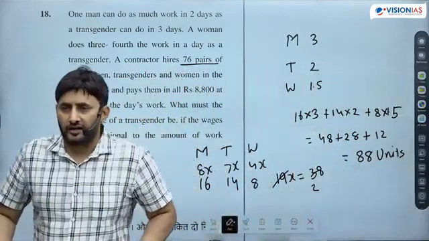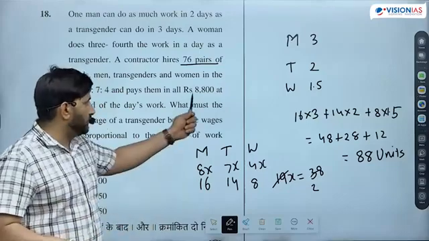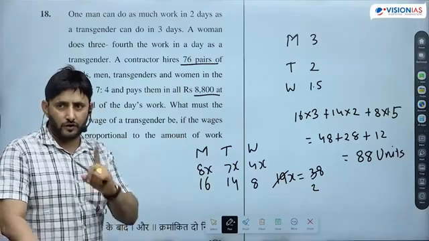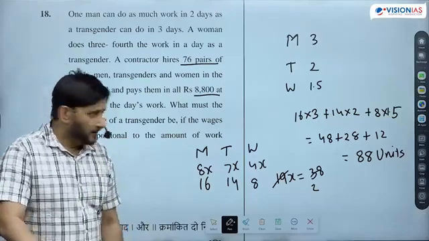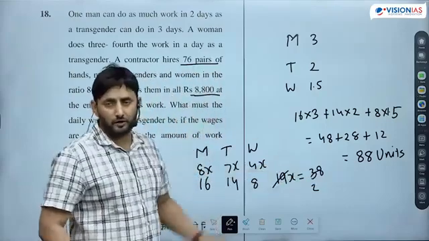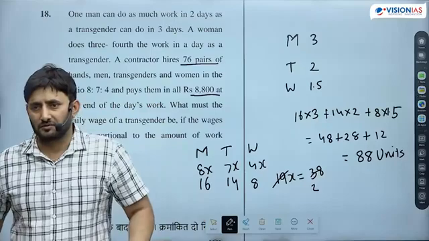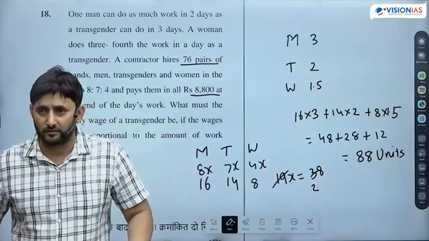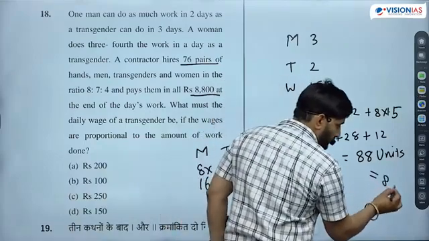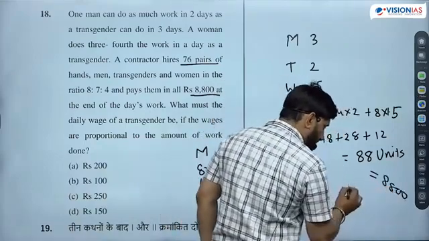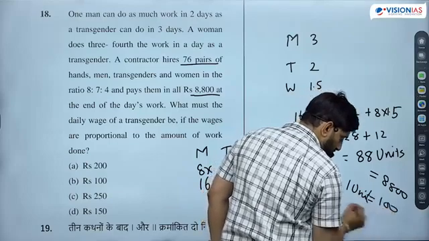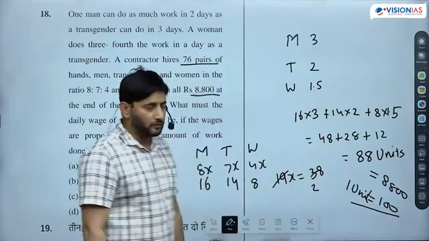They can do 88 units of work, and for this 88 units they are paid 8800 rupees. What is the value of 1 unit of work? 88 units of work is equivalent to 8800 rupees. तो 1 unit की value कितनी होगी बच्चे? 1 unit will be 100 rupees. So from here we can say 1 unit of work will be equivalent to 100 rupees.